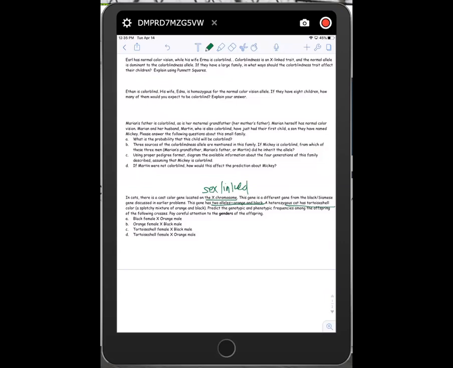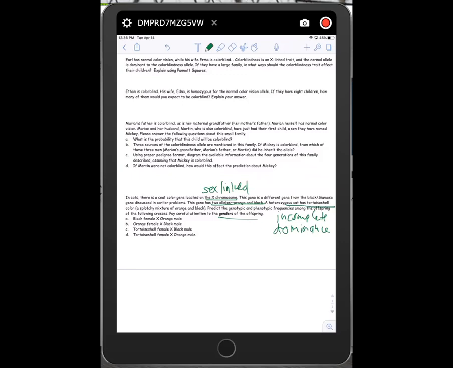So it's sex-linked and incomplete dominance, because the heterozygous form is going to show a mixture of the two. So then predict the female, the genotype and phenotype frequencies among the offspring of the following crosses. Pay careful attention to the genders. Yep, the males and females have different frequencies. Okay.